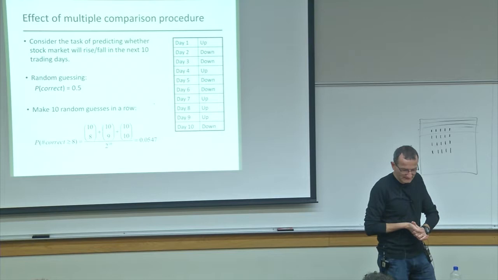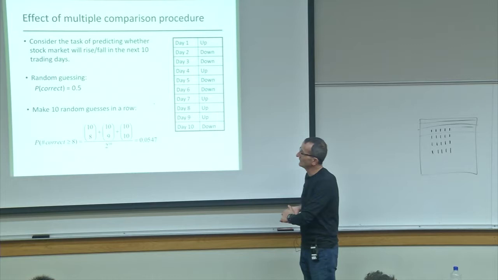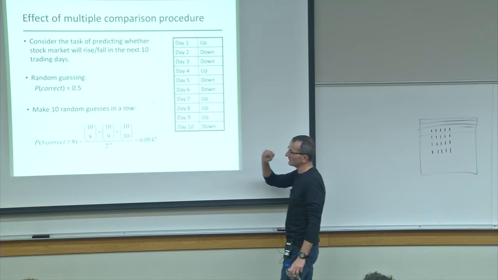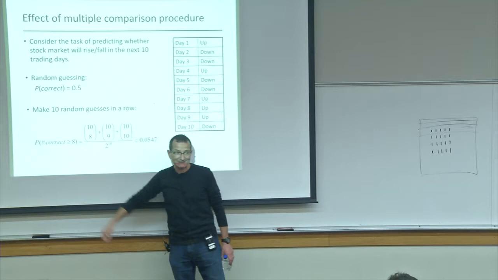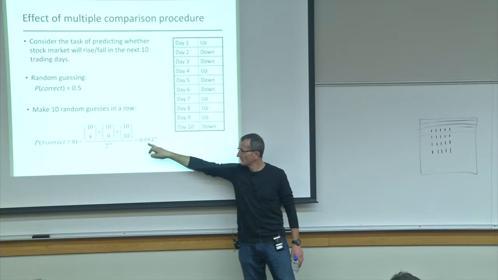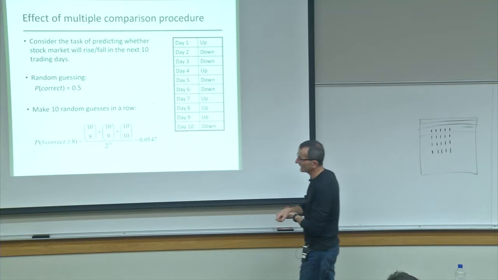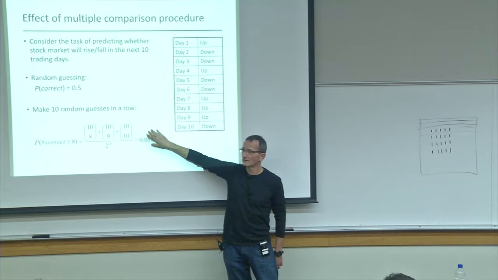So consider the task of predicting whether the stock market will rise or fall in the next 10 trading days, okay? Let's assume that the random guess of being correct is 50%, even though for the last 100 or so days that's probably not the right number. Then you make 10 random guesses in a row, and the probability that you are correct in at least 8 of them, you do the math, comes to 0.05. So you have a 50-50 chance to be correct once, but if I do 10 things in a row, the probability of being correct in at least 8 of them is only 0.05. There's nothing out of the ordinary here. You guys hear that?